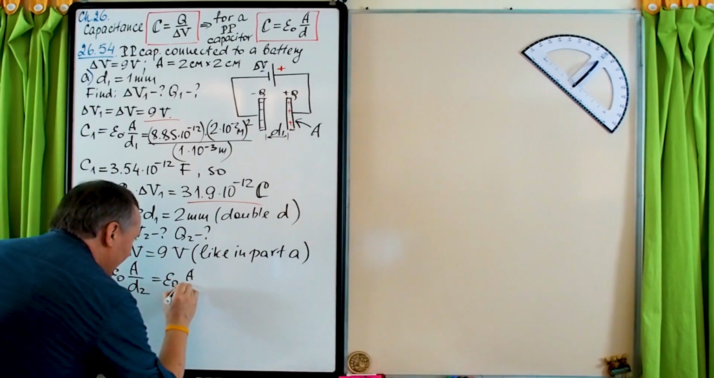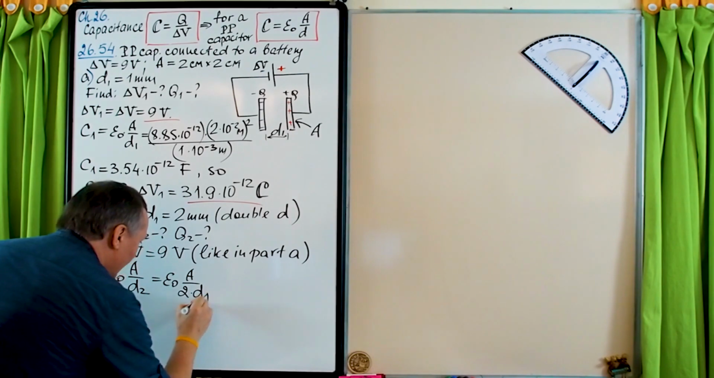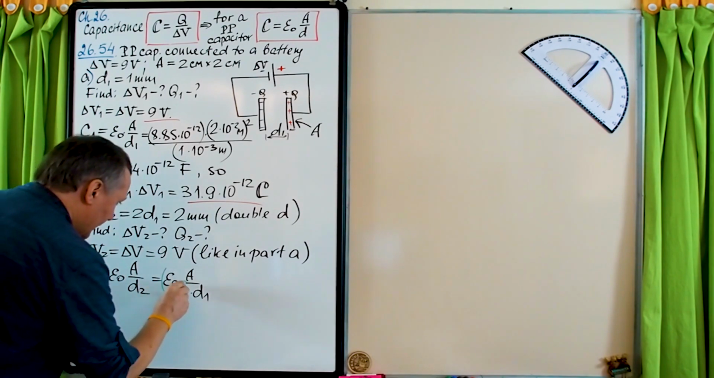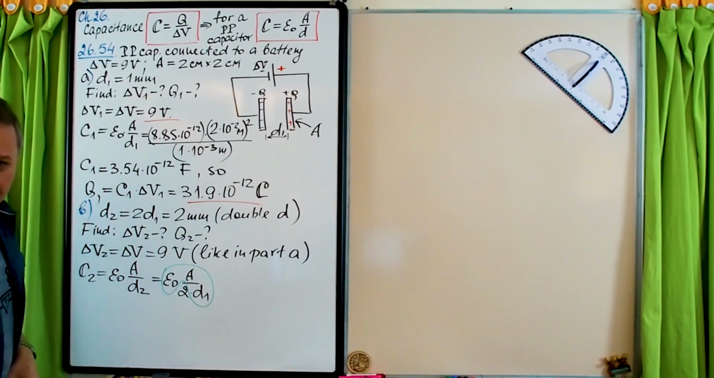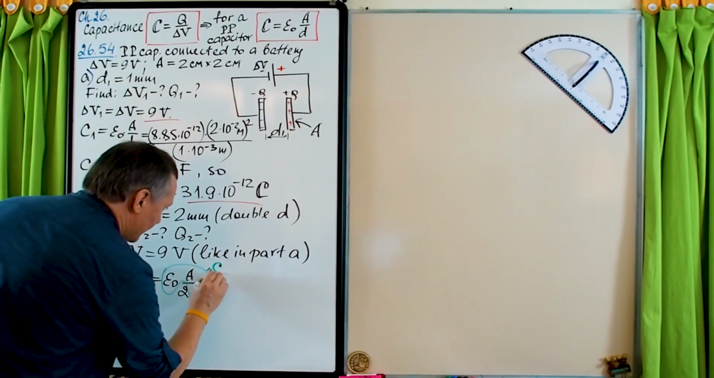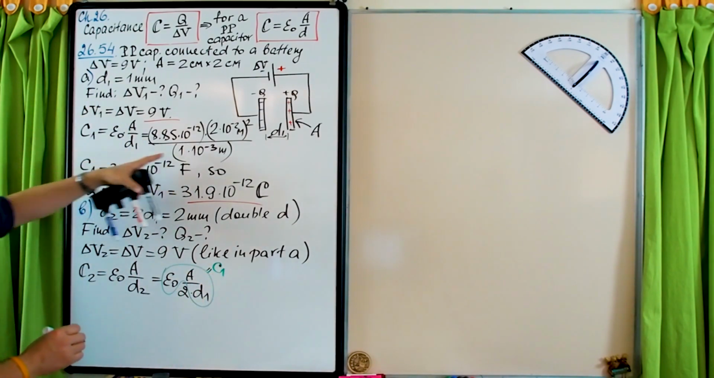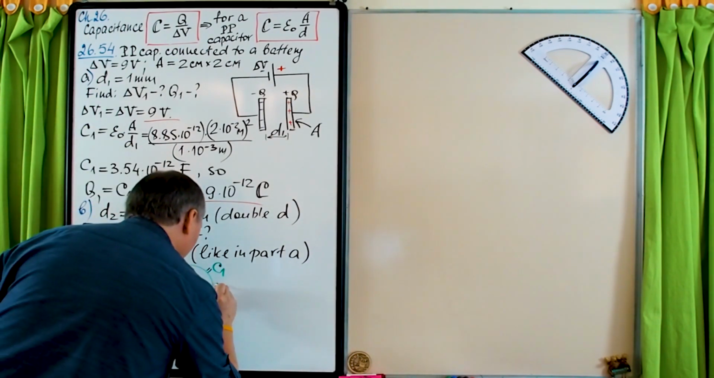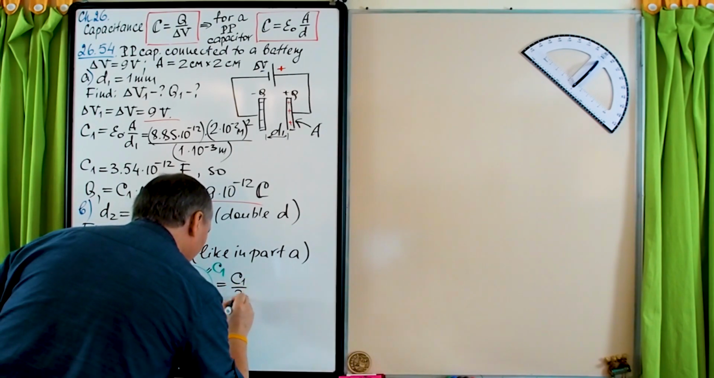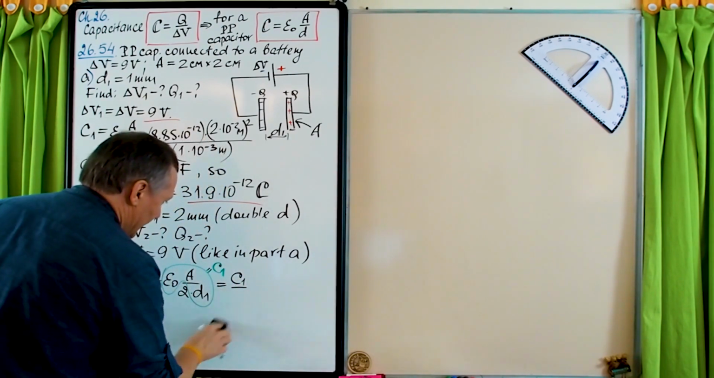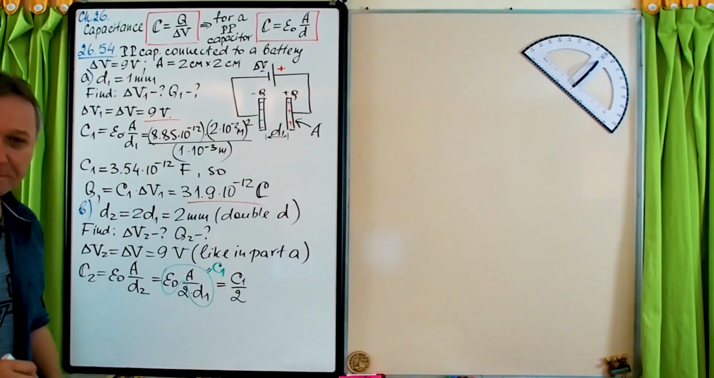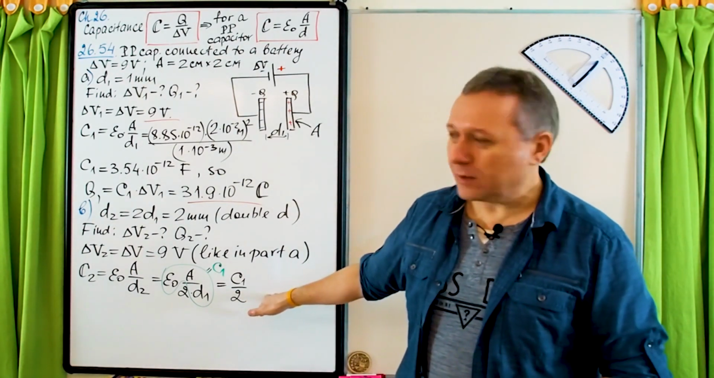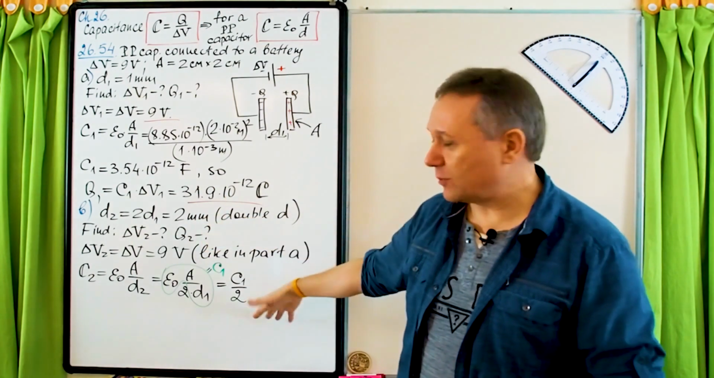Okay, so I will just write this. Epsilon naught A divided by 2 times D1, because D2 equals 2D1. And, of course, what is this? It's C1, which we calculated here. So I can write C1 divided by 2. Okay, this 2 looks too fancy. And still, I don't want to calculate, because that's not our final destination. The destination, we want to get the charge.